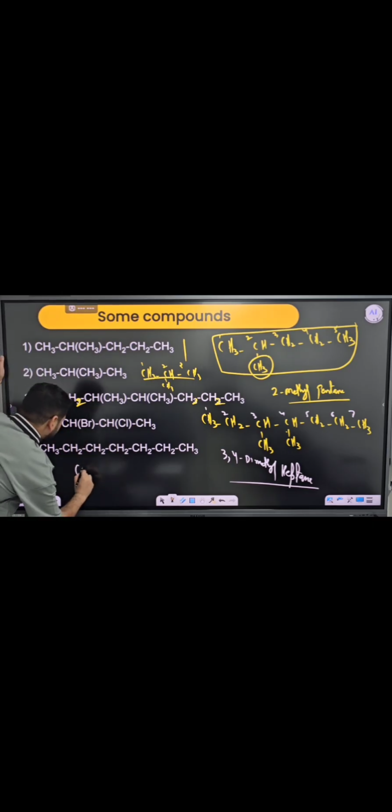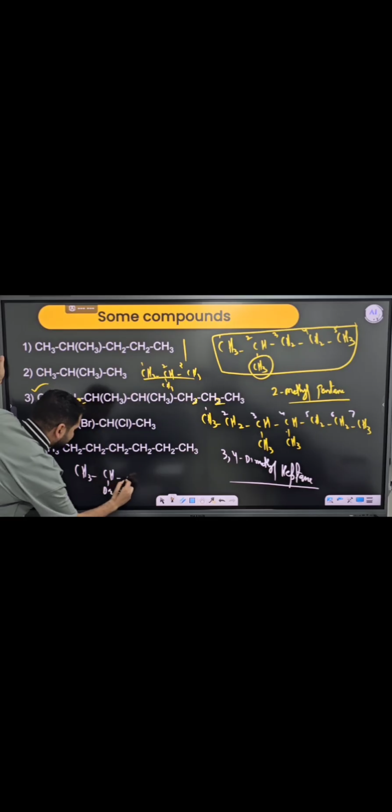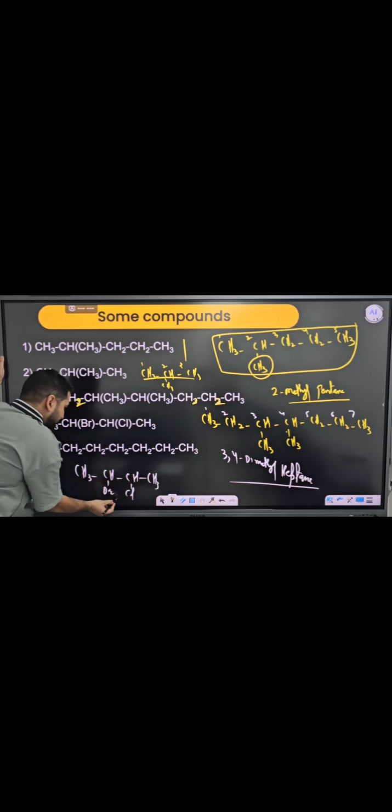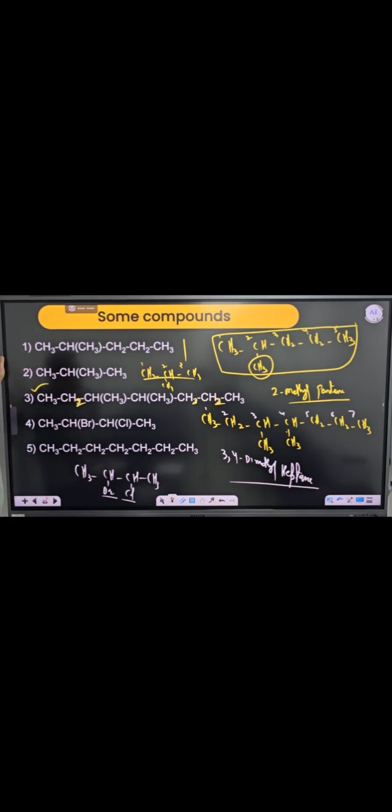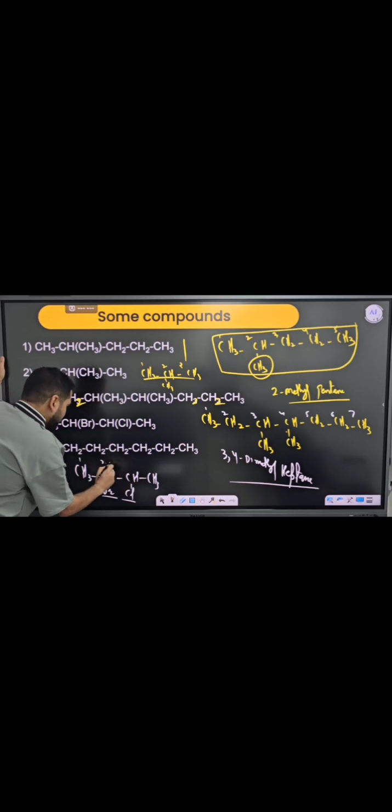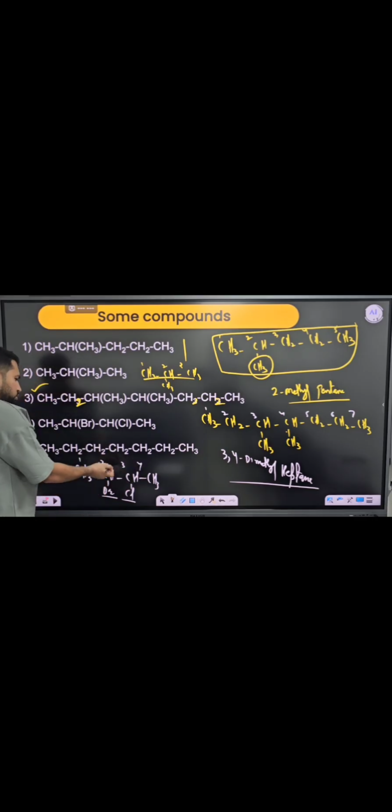See, CH3, then there is CH, and with this CH Br is attached. Then there is CH, with this Cl is attached, and then there is CH. Among bromine and chlorine, we have to use the alphabetical order. Does B come first or Cl? We'll say B is coming first. So now just do the numbering: 1 2 3 4. So the name will be 2 bromo, 3 chloro.